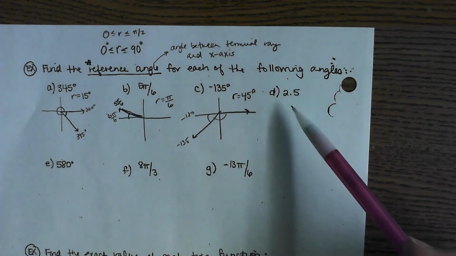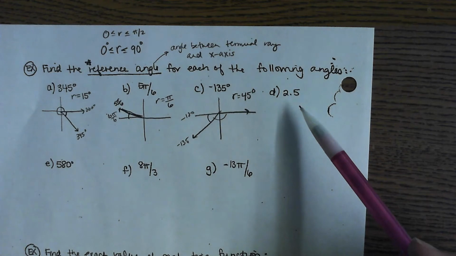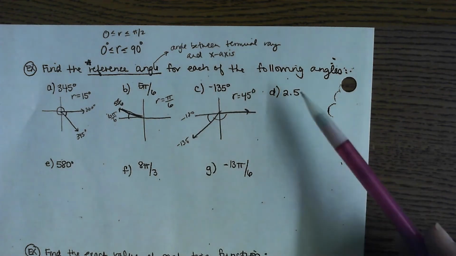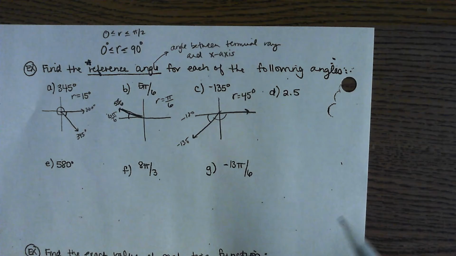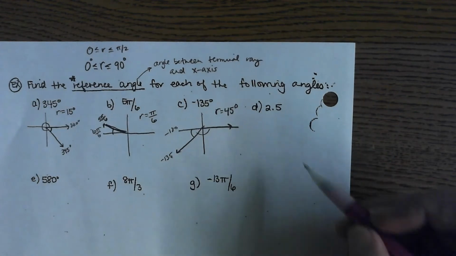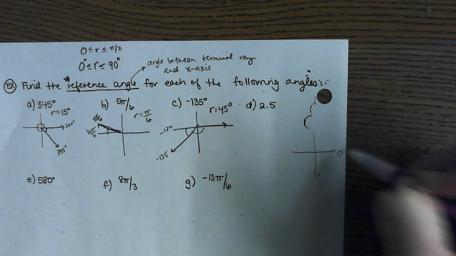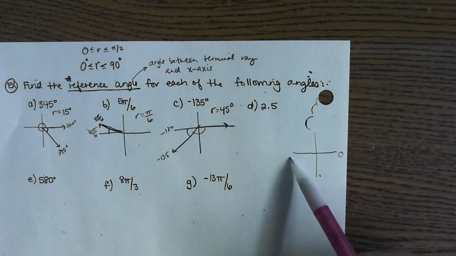D is different than the rest of them. It's not in degrees. We can do degrees. It's in radians. But it's not in the pi version of radians. So the advice I just gave Bailey doesn't really apply to this because there's no pi in here. So we have to know essentially how many radians in decimal form.